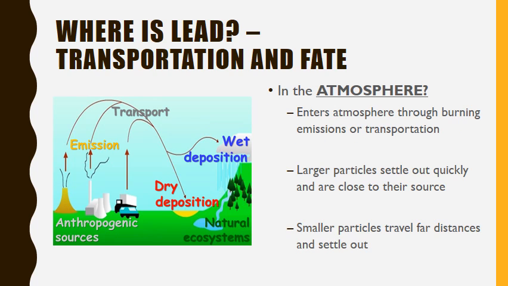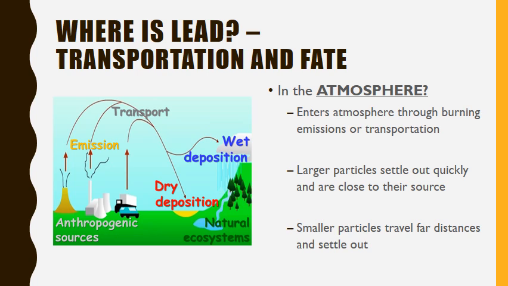Lead can enter the atmosphere, but it's not going to stay there. It can be emitted into the atmosphere through emissions from factories where they are working with lead, or through burning of gasoline for transportation. It wasn't very long ago when gasoline was considered better if it had lead in it. These were called leaded gas.